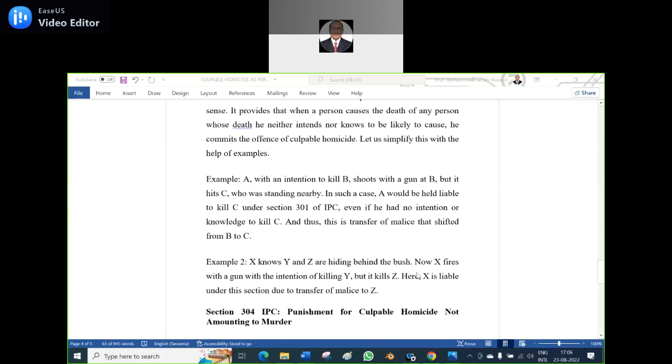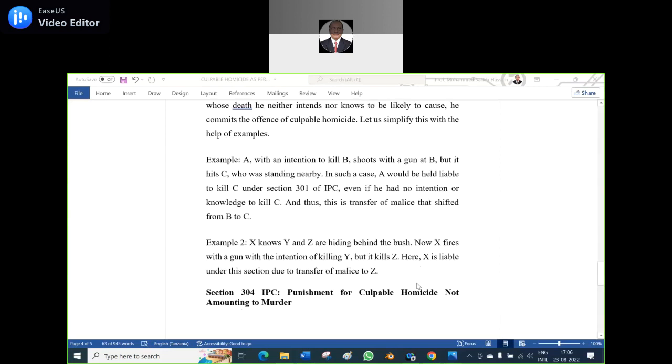It's Section 301. An example: X knows Y and Z are hiding behind the bush. X knows who are behind the bush, Y and Z. Now X fires with a gun with the intention of killing Y, but it kills Z. Here, X is liable under this section due to transfer of malice to Z. Now the question comes: X knows there is only one person, Y, behind the bush, and he fires at the bush and Y was killed. Can you say it is culpable homicide? It is murder, culpable homicide amounting to murder. That is the answer that will be given over there.